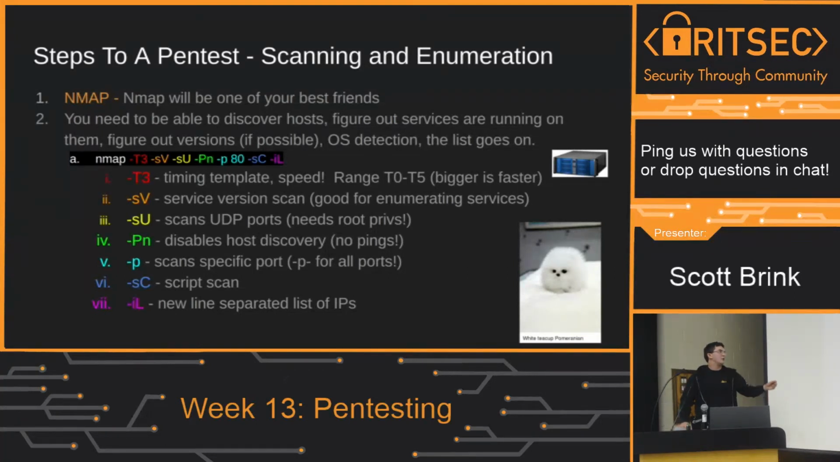A lot of boxes will just block pings. Like if they see anyone pinging, they'll be like, oh no, we won't respond. So if you do -Pn, that disables that. You can specify ports. Nmap has its own scripting engine, so you can pull from a bunch of their scripts. -sC by default does all of the scripts. You usually don't want to do that. And -iL, you can just put in a list of IPs.